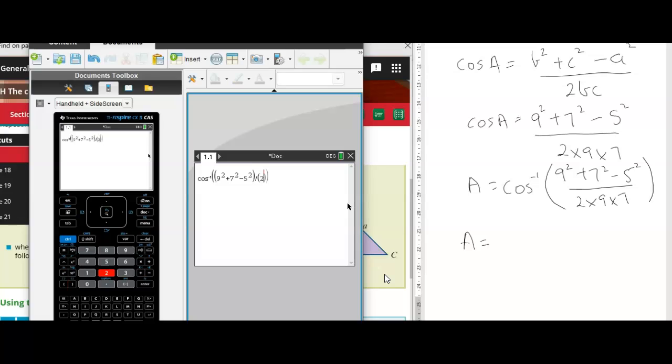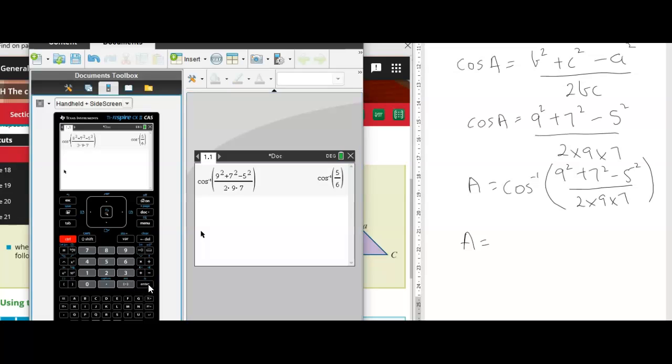And then the denominator. Okay, so 2 times 9 times 7, just making sure I've written it correctly. The good thing about your calculator, it will show you what you've written, so we just do a double check to make sure it's okay. Now my calculator has put it in exact form, so I'll just go Control Enter and it puts it in decimals for me.